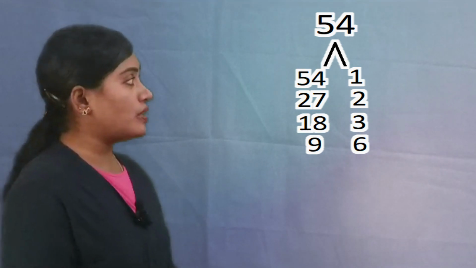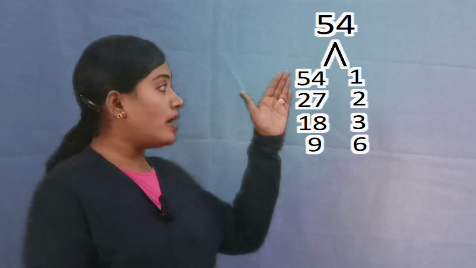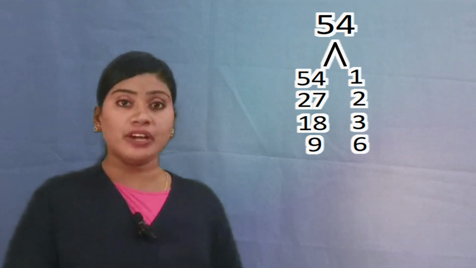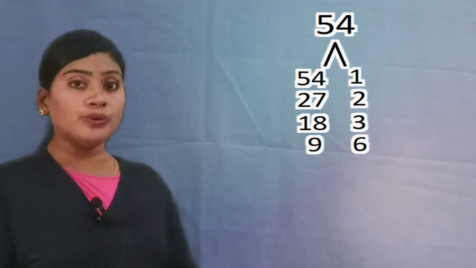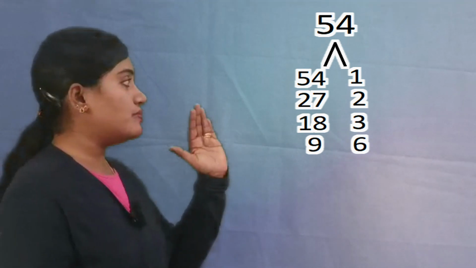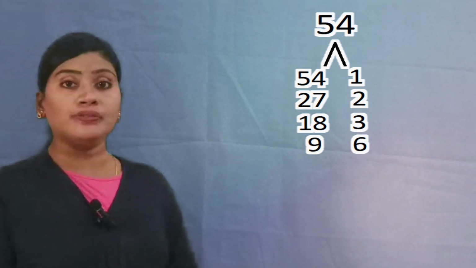So 6 is a factor of 54. These all are the factors of 54. Look at these factors. From these factors, we need to find two numbers whose product is 54 and whose sum is minus 15. Which of these give 15?